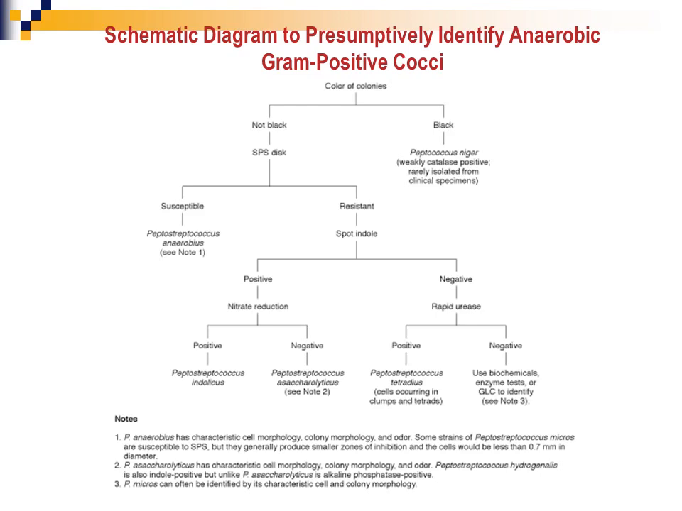And we talked about the spot indole test a while ago when we were talking about the Enterobacteriaceae organisms and the other gram-negative bacilli. If your spot indole is positive, you would do a nitrate reduction test, and then that is going to differentiate your Peptostreptococcus organisms.